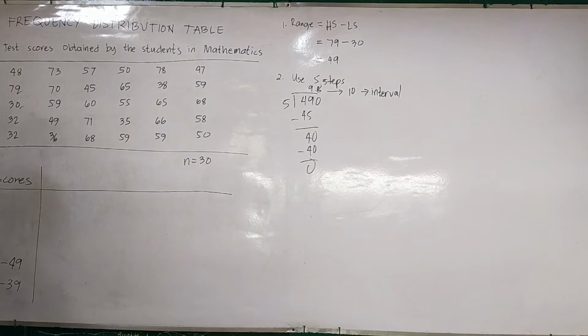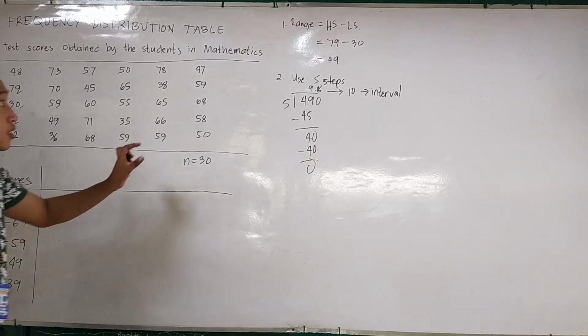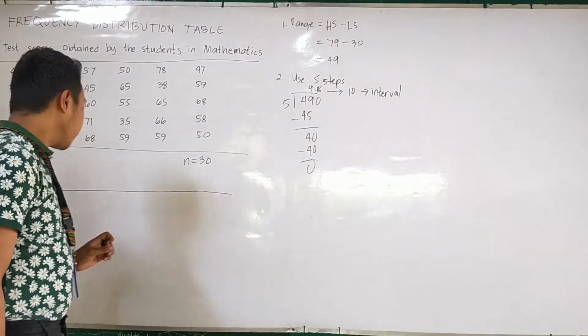The next group will be 50 to 59. The next group will be 60 to 69. And the last group will be 70 to 79. So this is your highest score, which is 79, and this is your lowest score, which is 30, that we have used a while ago in the first step.